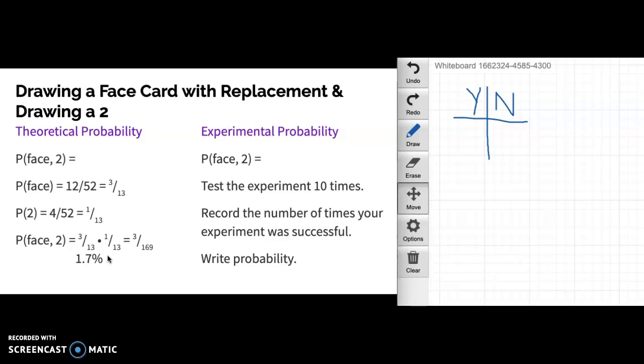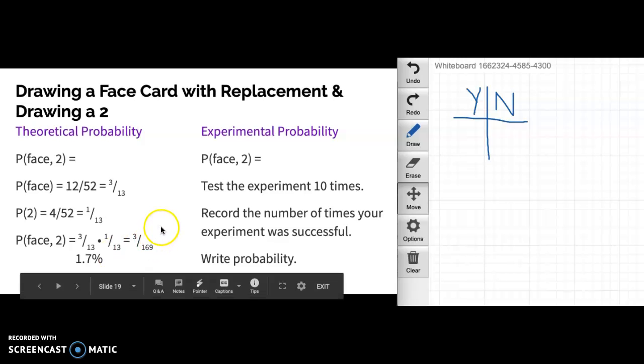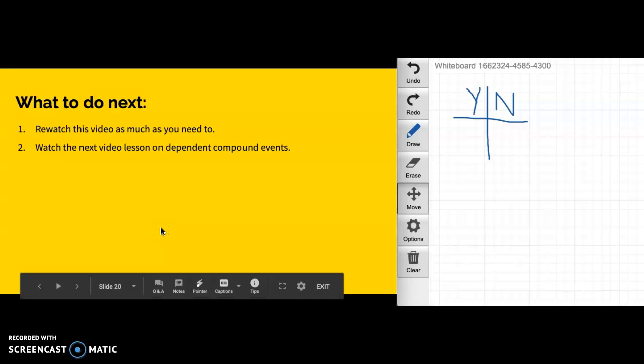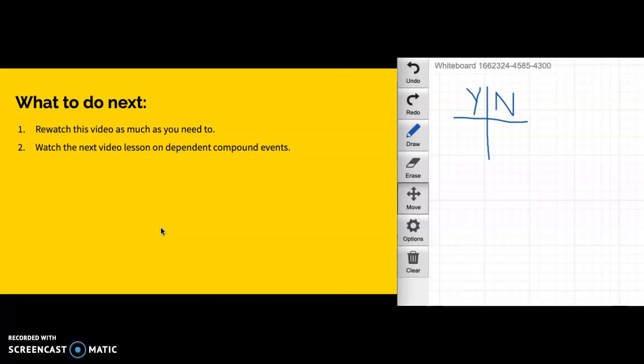Okay. So that was compound independent events. You're going to rewatch this video as much as you need to as your notes on this one. Okay, then the next video lesson will be about dependent compound events. So when you are ready to move on, go into Google Classroom and watch the next video lesson on dependent compound events.